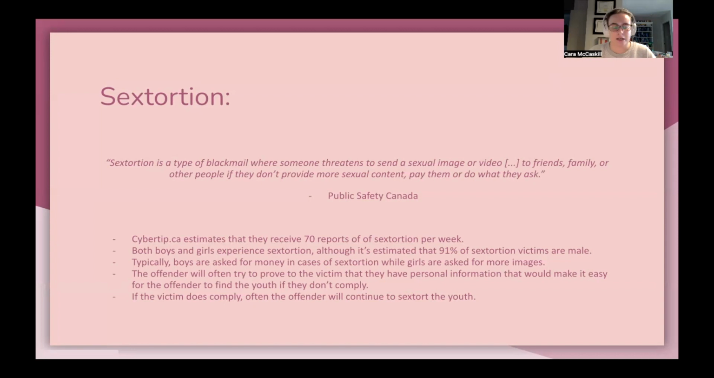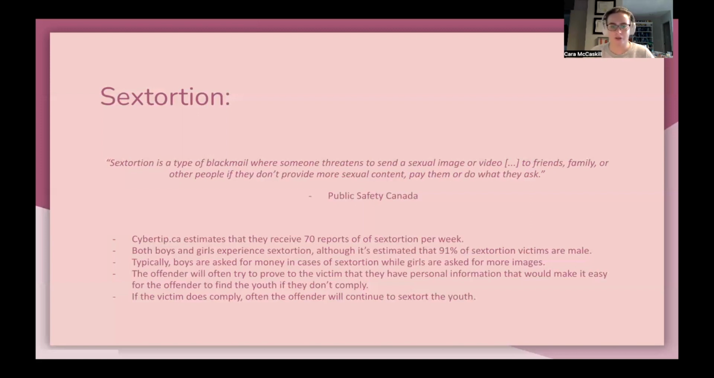So again, cybertip.ca is the national reporting organization for online child sexual exploitation. And they estimate that they receive 70 reports of sextortion per week. And over the course of their existence, they estimate that they have received nearly 2,000 reports of sextortion. Both boys and girls experience sextortion, but like I mentioned before, aspects of online child sexual exploitation have different impacts on boys and girls. So, for example, of the victims of sextortion situations that we are aware of, 91% are male. And typically, in cases of sextortion, boys are asked for money, which can vary from very low amounts to thousands of dollars. And when girls are exposed to situations of sextortion, they're often asked for more images or recordings.